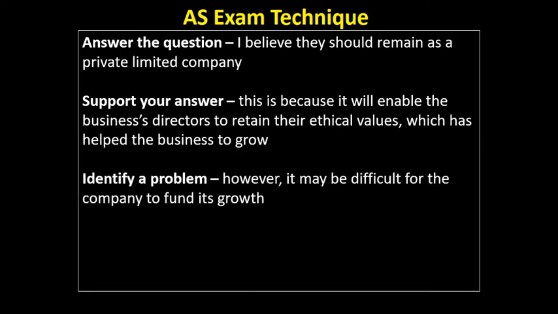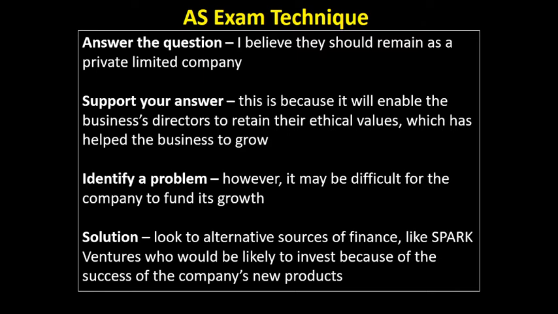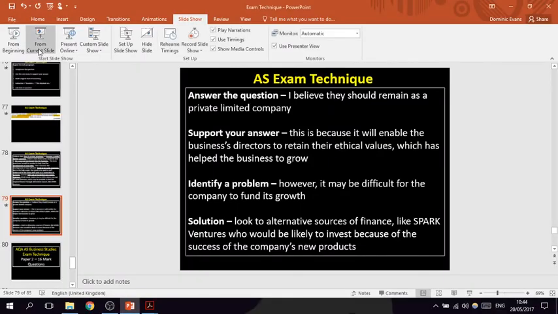However, to do a more advanced conclusion, we need to add something. A good way of adding something to a conclusion is to identify a problem. So my problem would be, it might be difficult for the company to fund its growth, particularly important because developing new software can be very expensive. There's a high degree of risk, etc. So what's the solution? They need to look to alternative sources of finance like Spark Ventures, who would be likely to invest because of the success of the company's new products.